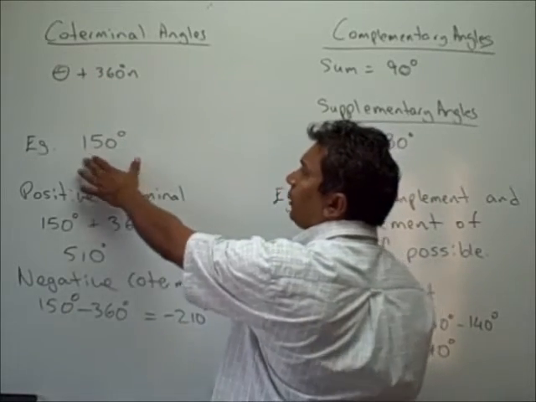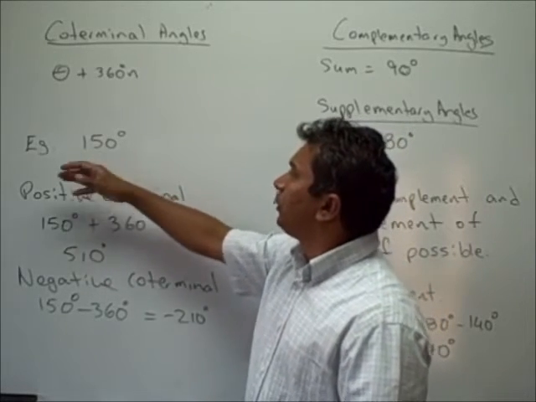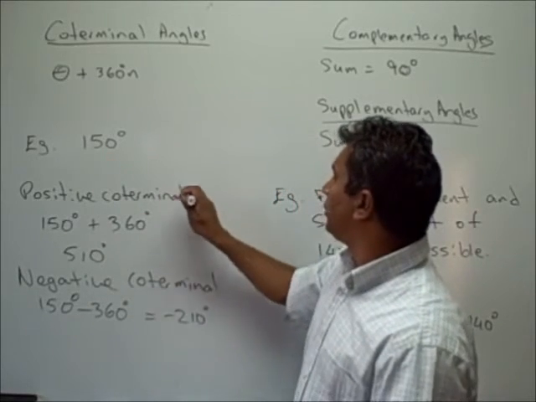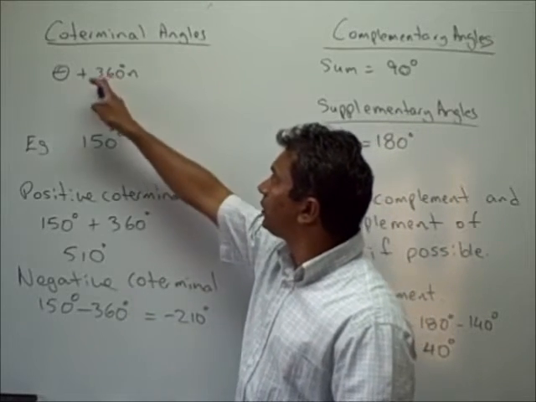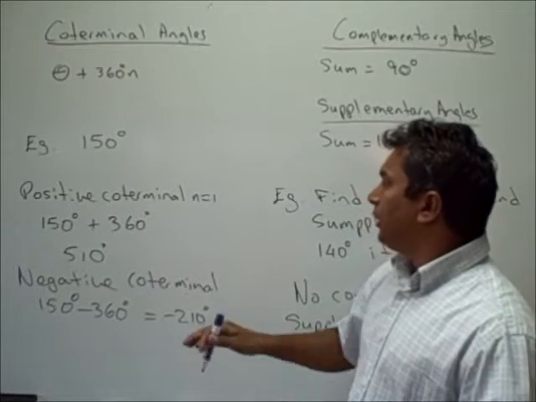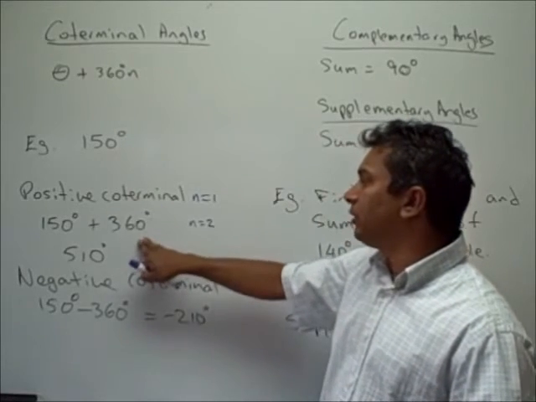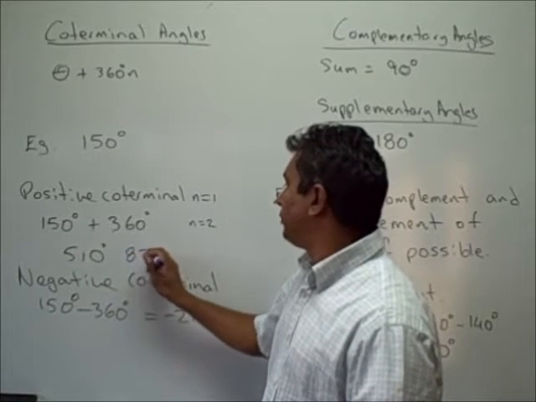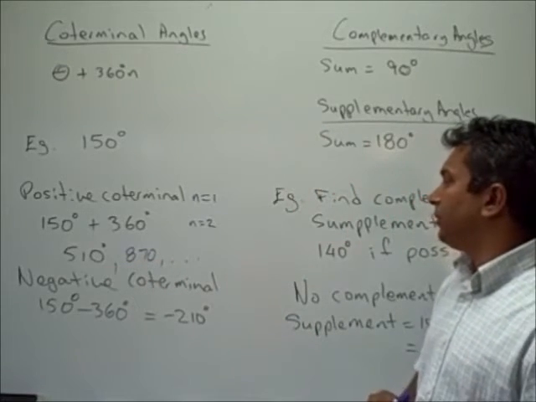So here, in this example, we're asked to find a coterminal of 150 degrees. To get a positive coterminal, we can add 360 degrees to this. This is when n is equal to 1. So when n is equal to 1, this is 360 times 1 plus 150, so this becomes 510. When n is equal to 2, we could do 2 times 360, which would be 720, plus 150, which would be 870. And so we can get infinite possibilities.